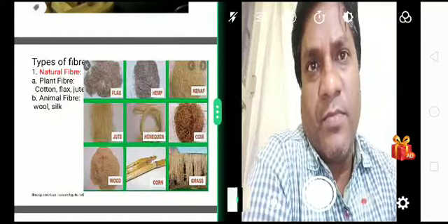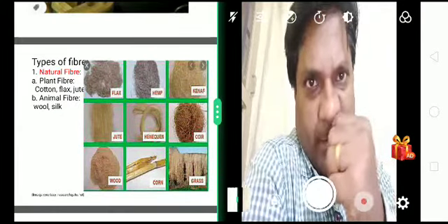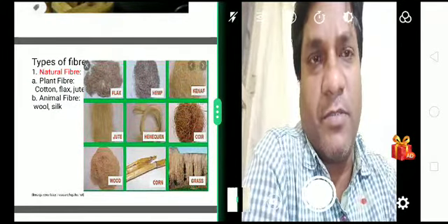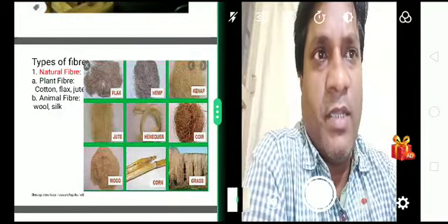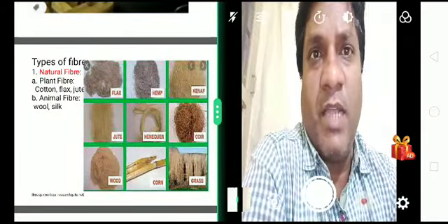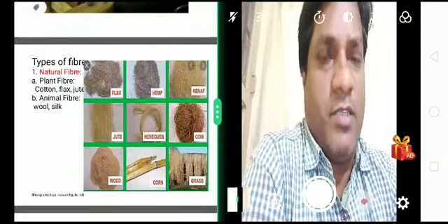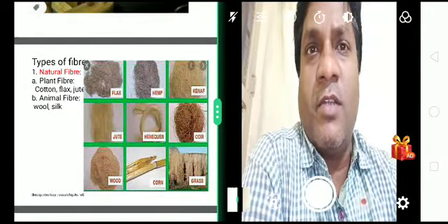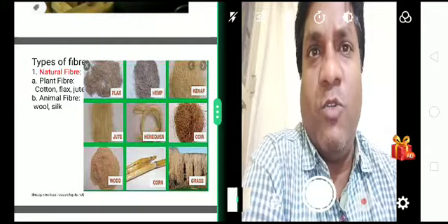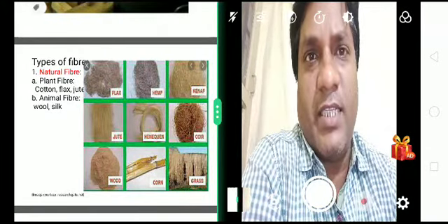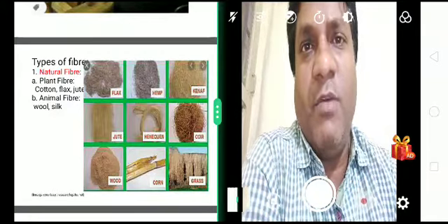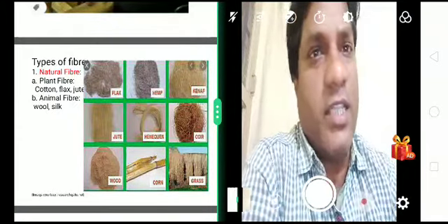So there are basically two types of fibers: natural and artificial fibers. Natural fiber means the fiber obtained from nature. The natural fibers are categorized into plant fibers like cotton, flax, and jute, and animal fibers like wool and silk.